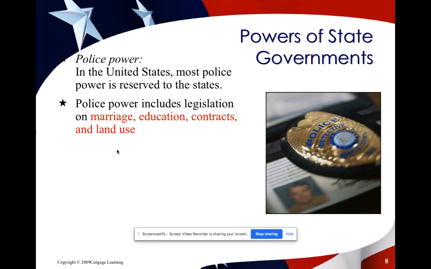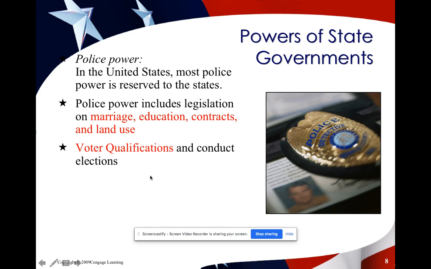Also, legislation that involves marriage, education, state and local contracts, land use, those are powers delegated to the state. When you get married, you'll get a marriage certificate from the state you get married in. Education, you're in the state of New Jersey, and your local board of education is Parsippany. So this is run by the state.